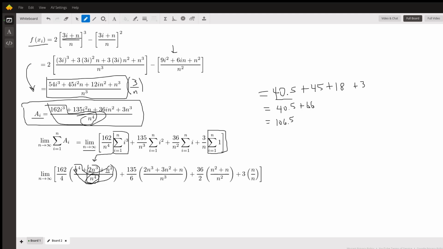And 135 times this guy. This 2 goes into the 6 3 times. 3 goes into 135 45 times, etc. So there's what you get. And if you add up all those terms, you do indeed get 106.5.